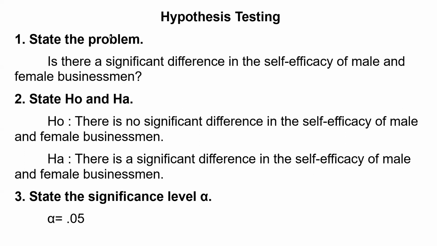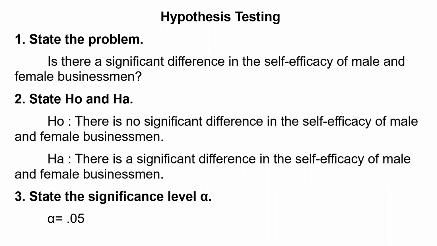If you could see, the way we pattern our HO and HA is similar to how we stated our problem. The "is there a" became "there is." And of course, from a question, our hypothesis now becomes a sentence that ends with a period. The HO, there is no. HA, there is a. For the significance level for our class, we will be using alpha equals 0.05 all throughout only.